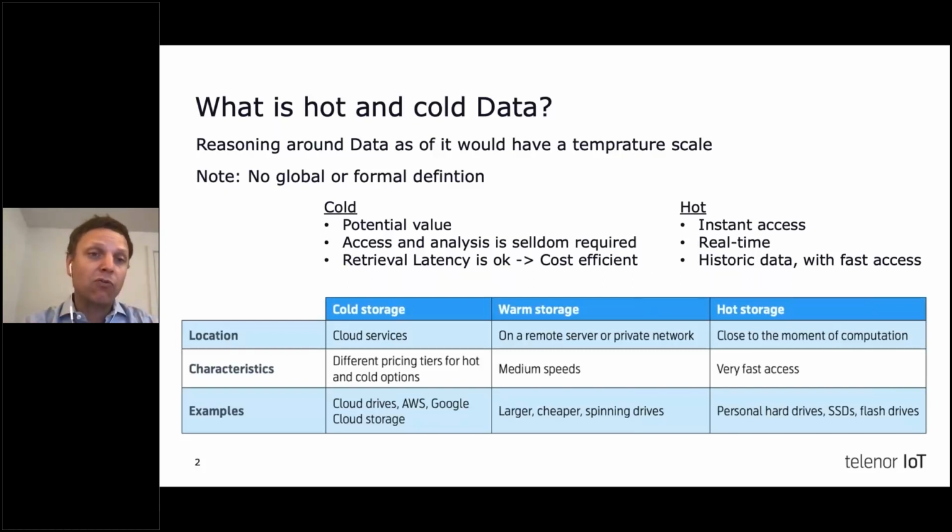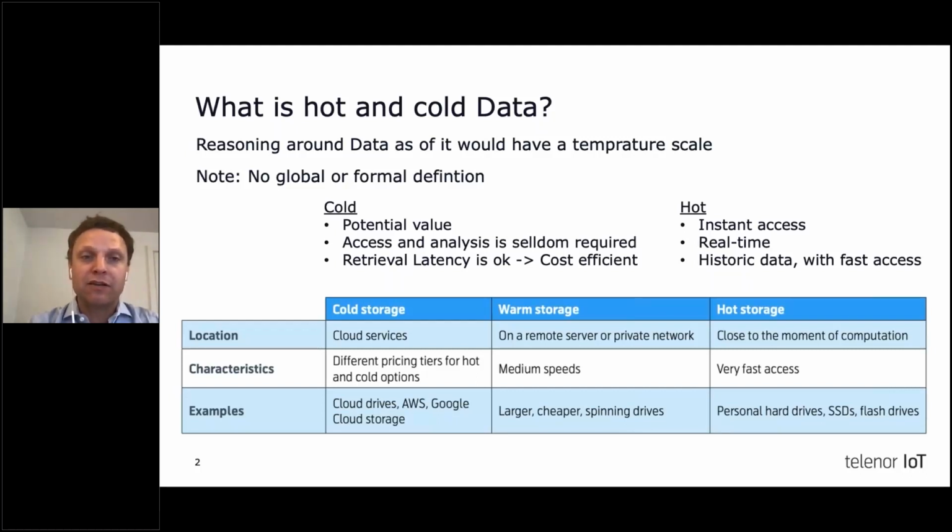First of all, cold data is typically data that has potential value. You access and analyze it quite seldom, so you don't need frequent access to it, and therefore latency in retrieving the data is also quite okay. It's acceptable, and this all leads to the fact that you can have a quite cost-efficient design. If you, on the other hand, have a hot data solution where you always need instant access to the data, typically real-time data, but it can also be historical data that you need very fast access to, then it's typically a hot data solution.